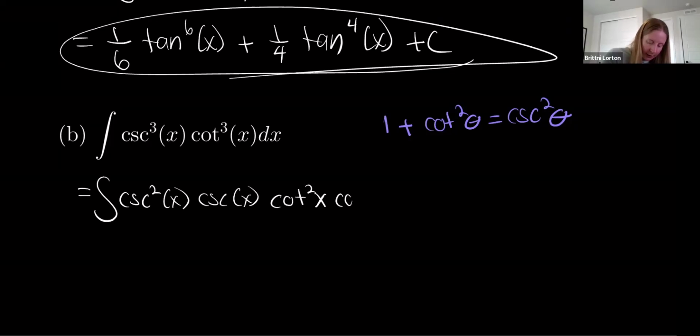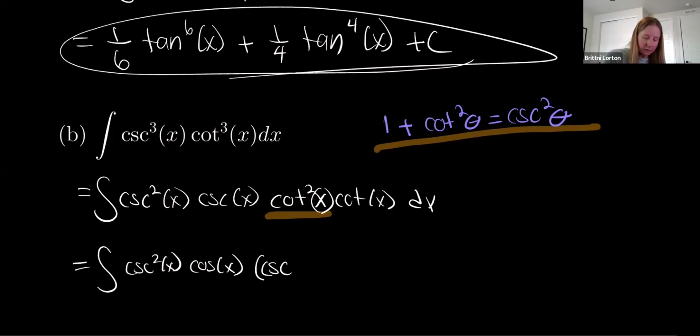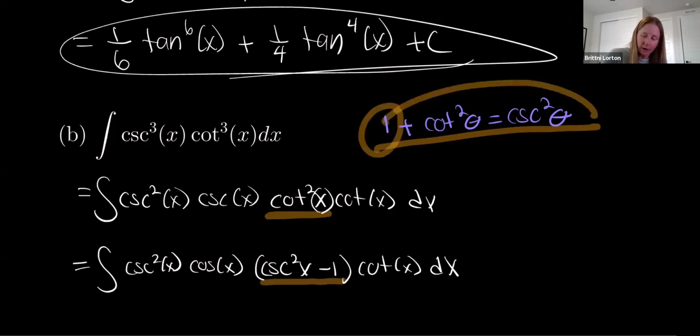Cotangent squared of x times cotangent of x dx, and then I'm going to take one of these trig identities here. I'm going to look at that cotangent. I'm going to be kind of careful about this one. I'm going to take that cotangent squared and use that trig identity. This will become the integral of cosecant squared of x times cosecant of x times cosecant squared of x minus 1 times cotangent of x dx. I'll highlight that there because I brought that 1 to the other side of that equal sign to get cotangent squared by itself.